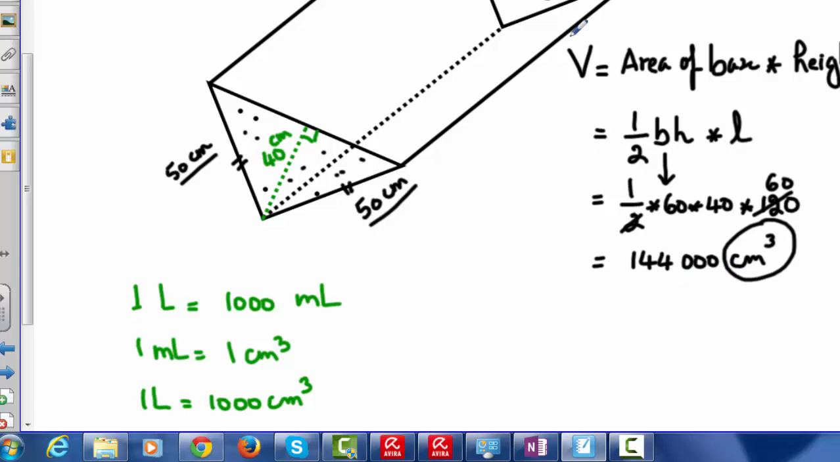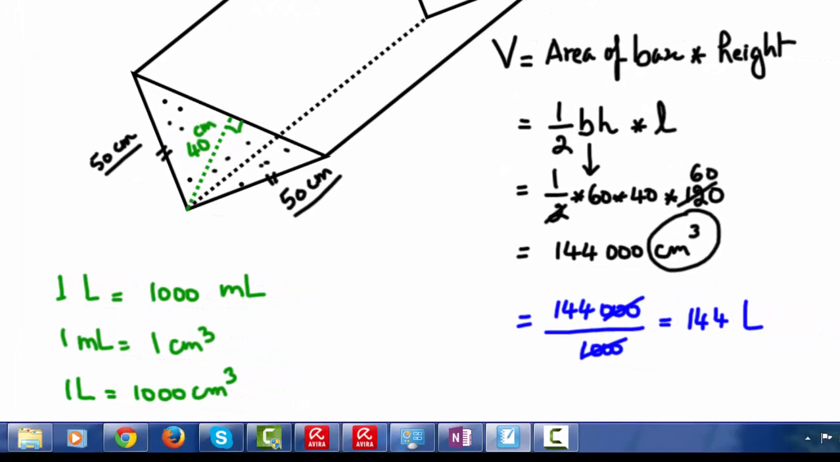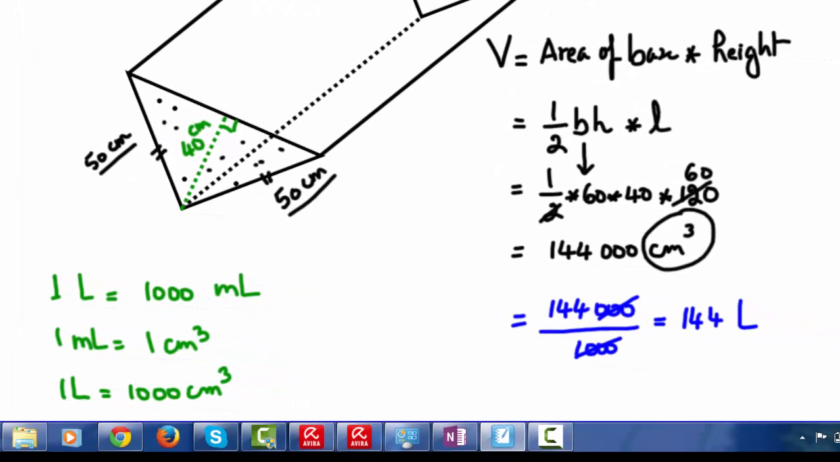So in this case, if I have 144,000 centimeter cube, if I divide it by 1,000, I will simplify this with this. I will get 144 liter. So this is very important in case the question asks to find the volume in liter. This is how we transfer the centimeter cube to liter.